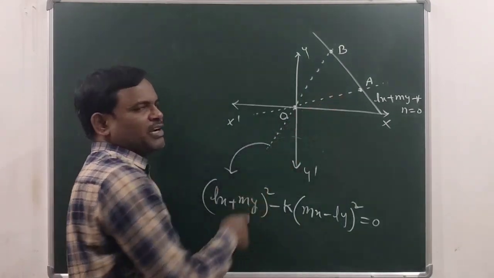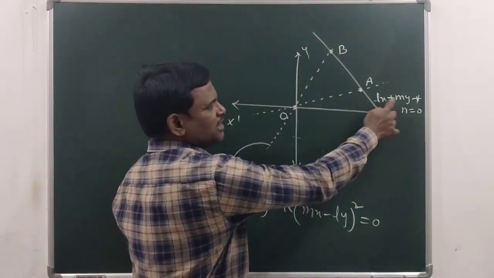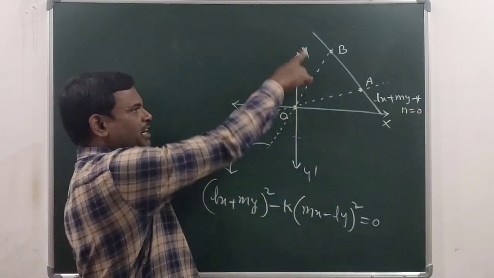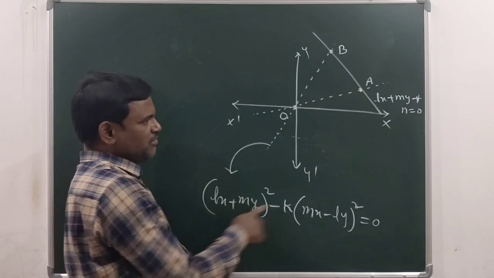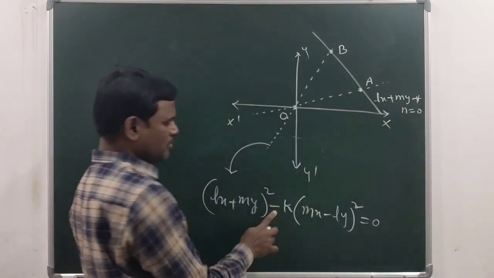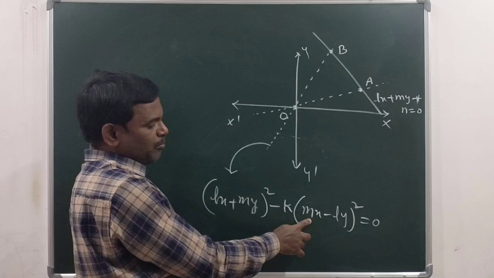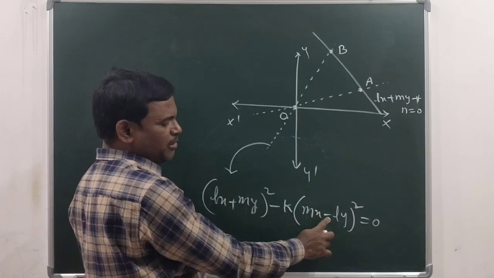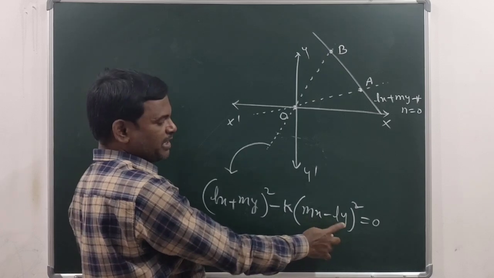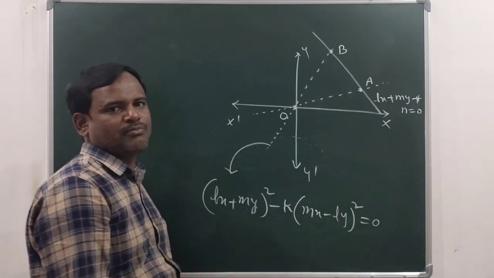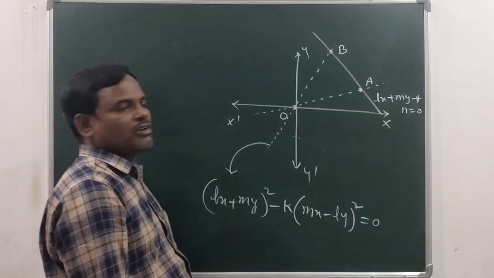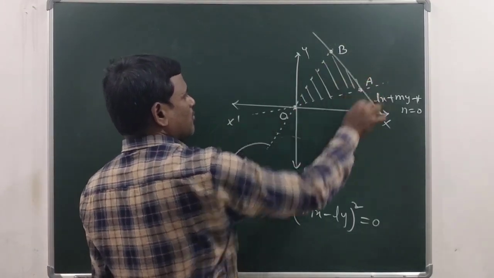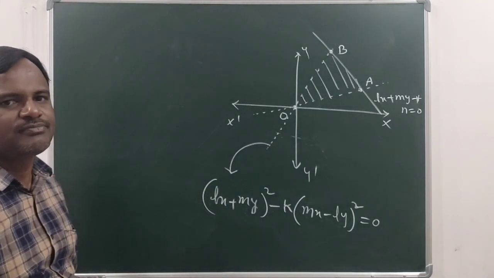See, there is some relation. The line equation is Lx plus My plus N equal to 0. How is it forming this combined equation? Lx plus My, this part is the same, minus k, Mx minus Ly whole square, equal to 0. See, this M and L are interchanged, and in the middle there is a minus k. So now, what kind of triangle is this?